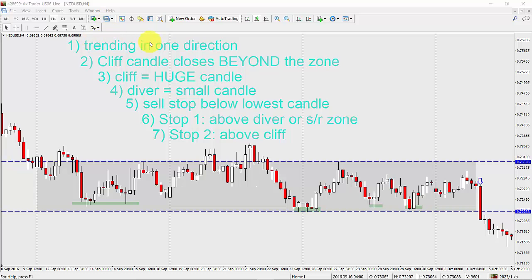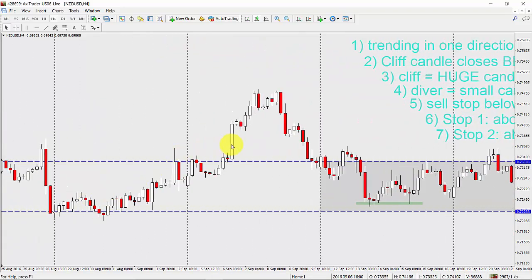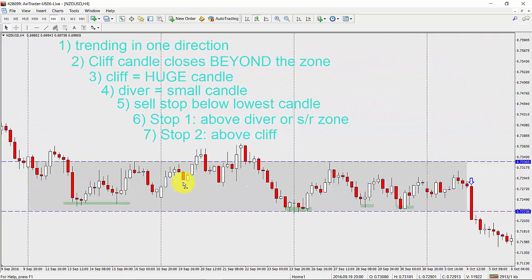I try my hardest to make it as clear and concise and rule-based as possible for a discretionary trader. So everyone's clear, it's trending in one direction. Of course, we did not have that in this case. That's probably the only thing on this list that we don't have. The cliff closes well below all of these other recent closes, so it clearly breaches that zone. It's a massive candle, probably the biggest candle we've seen since maybe this candle here. So that's a long, long time.